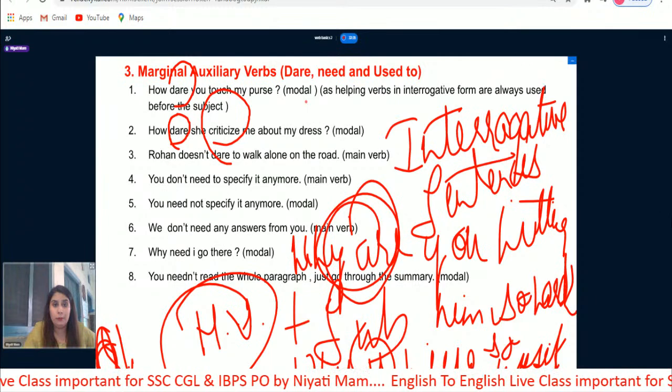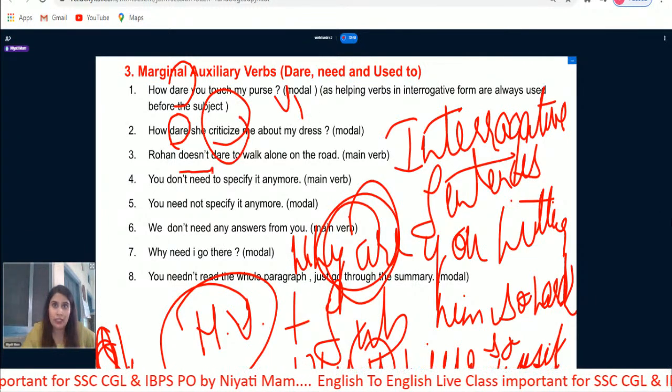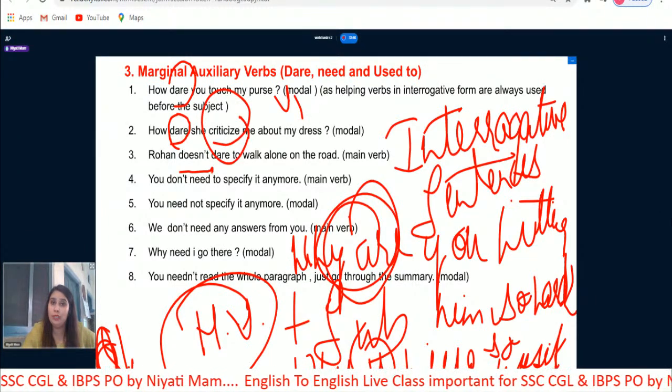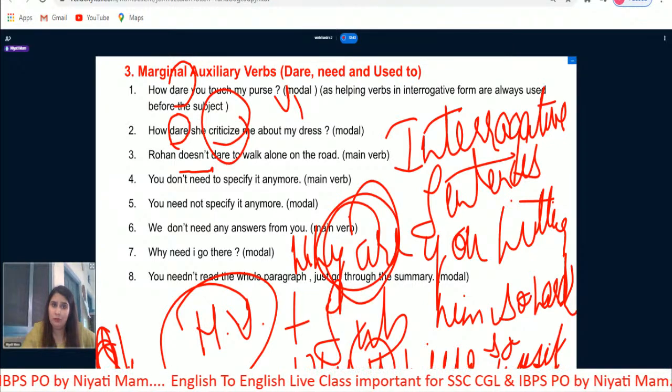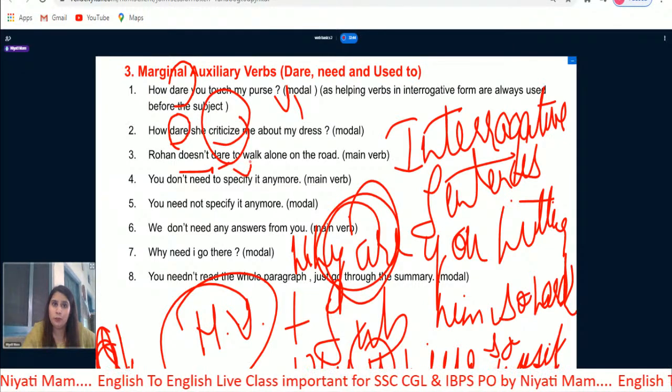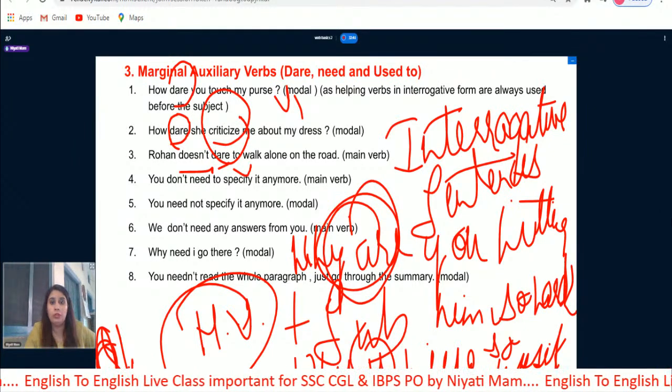Rahul doesn't dare to walk on the road. Doesn't. When not is there with any of the verbs, then that verb will become helping verb. There is the main verb. If another verb is followed, it would come in 2 plus V1. So Rahul doesn't dare to walk on the road.